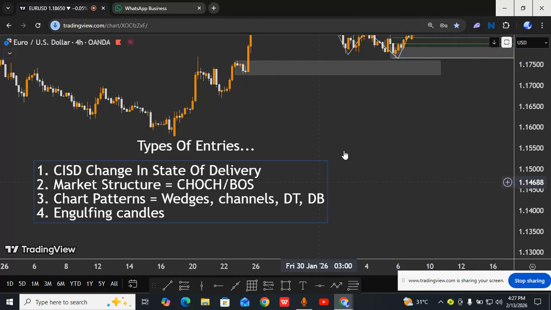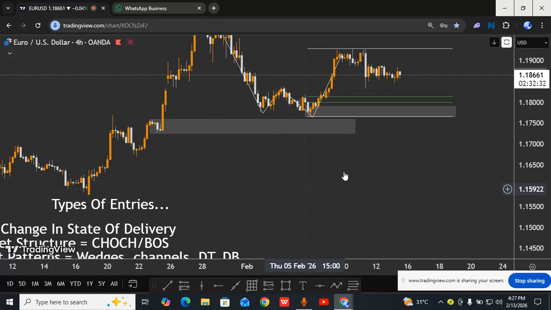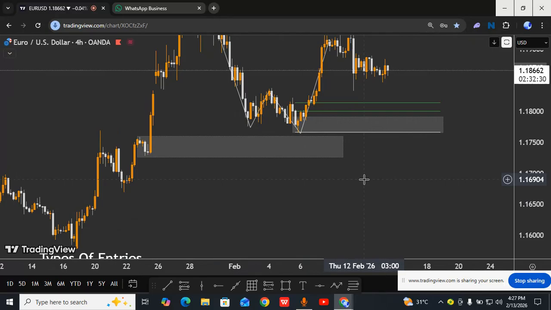That's what I listed in this place: change in state of delivery, market structure, that is a break of structure, change of character, then chart patterns and an engulfing candle. Sometimes they all form together. Like, you might see markets going down, forming wedges, and inside that wedge you might start to see an engulfing candle. Something like that.